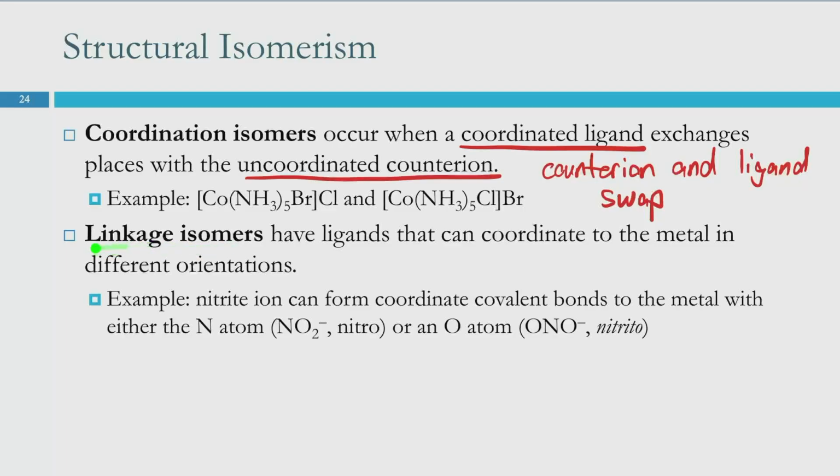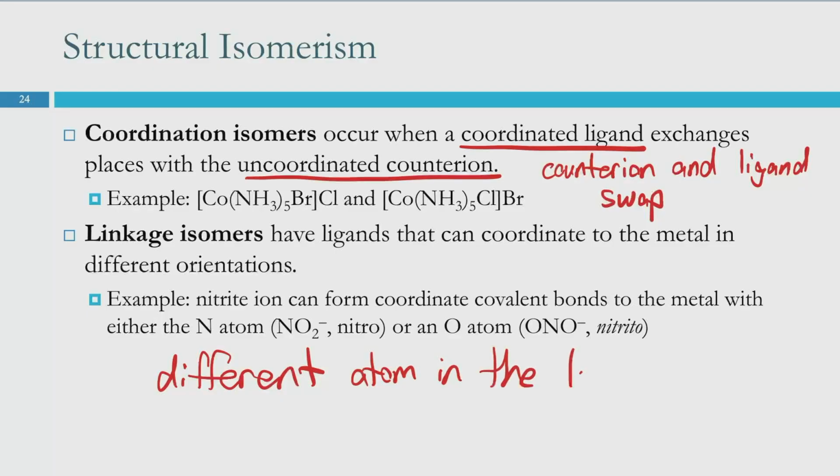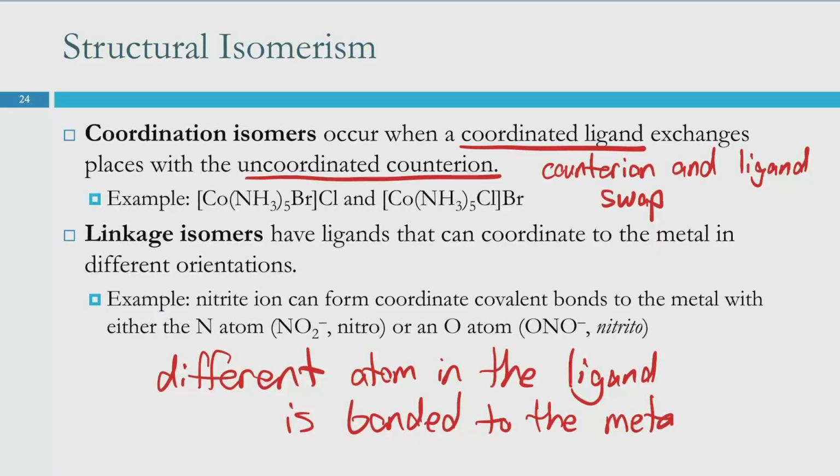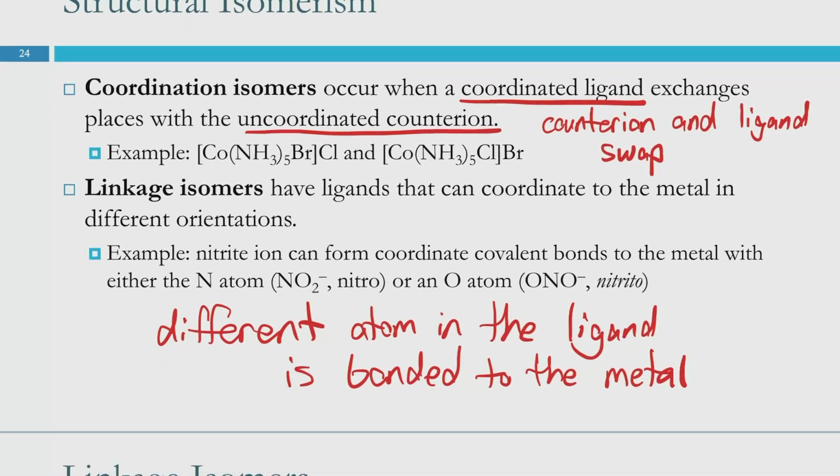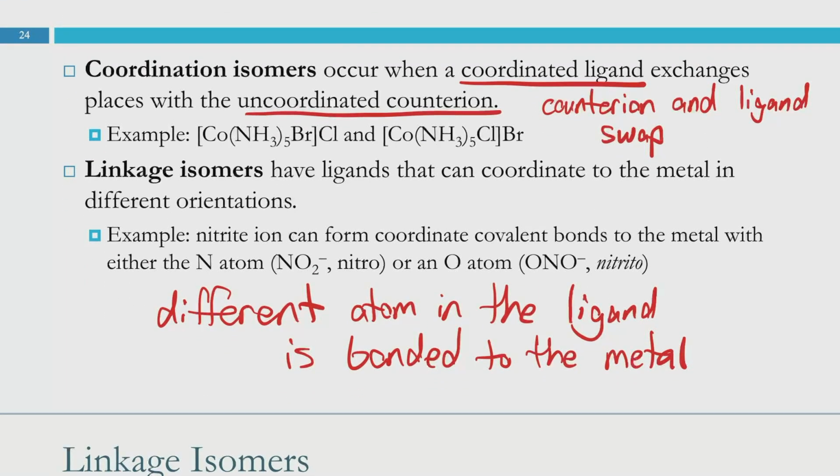We can also have linkage isomers. So a different atom in the ligand is bonded or coordinated to the metal. And I think we've got examples of that coming up. Yes, linkage isomers.